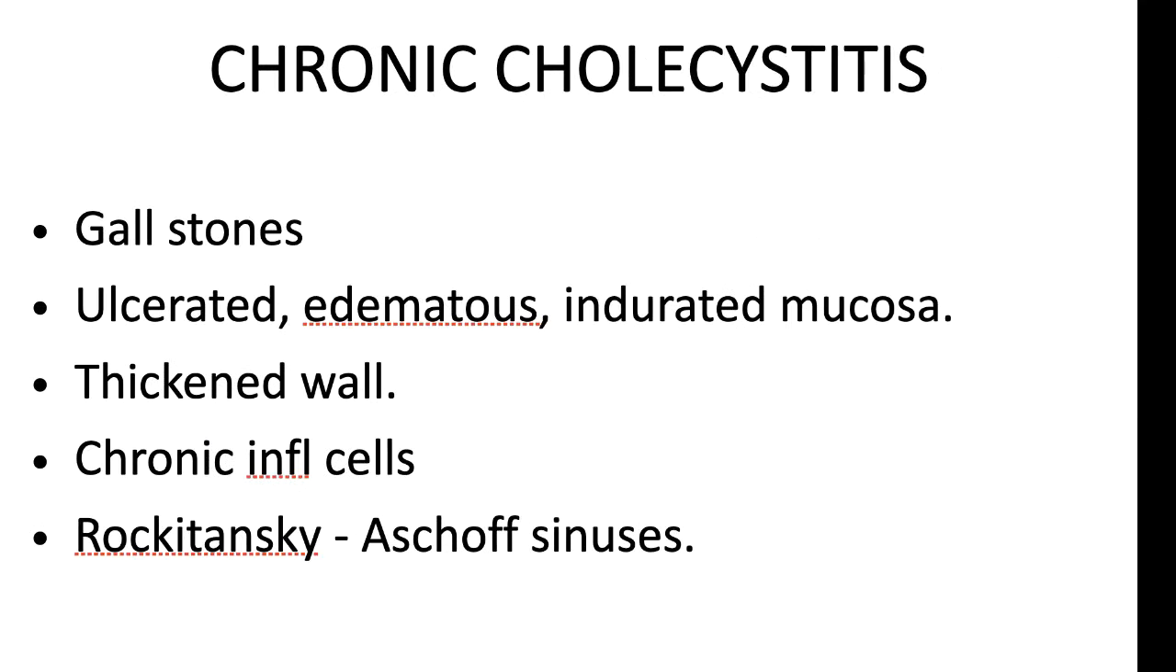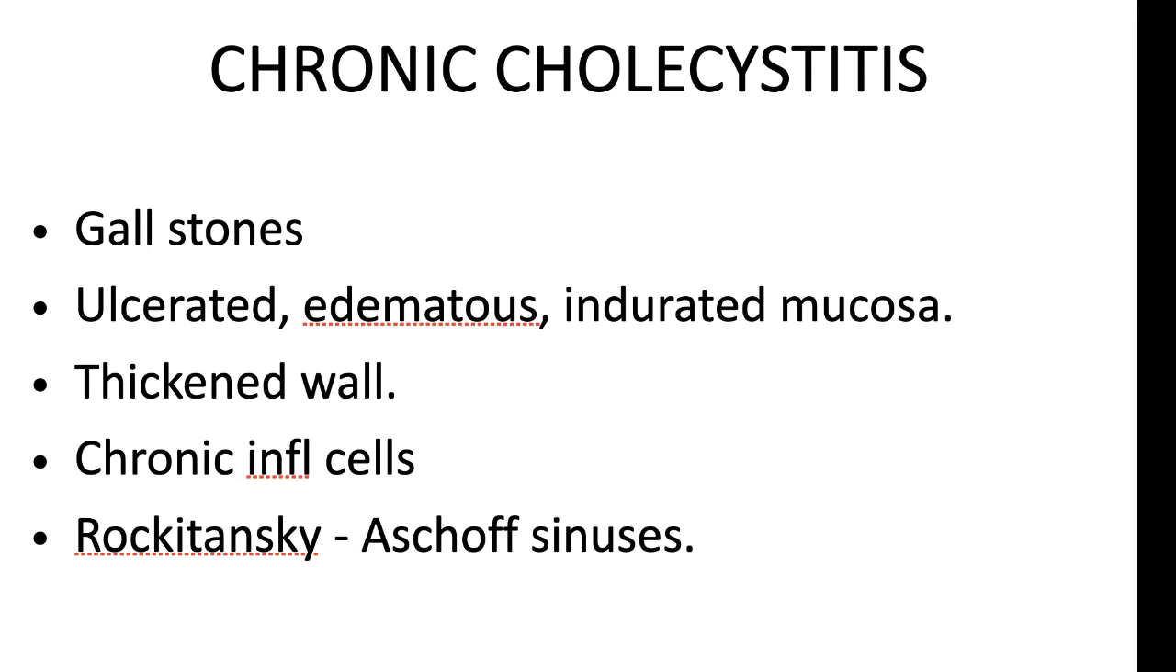Chronic cholecystitis, definitely 90% of chronic cholecystitis will have gallbladder stones. So the ulcerated, edematous, indurated mucosa will be seen. The thickened wall, gray white, will be there. The chronic inflammatory cells will be seen. So the chronic inflammatory cells will be lymphocytes as well as plasma cells, sometimes macrophages are also seen.